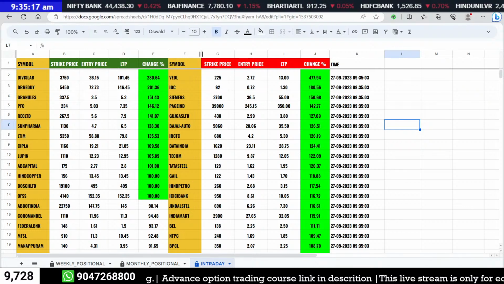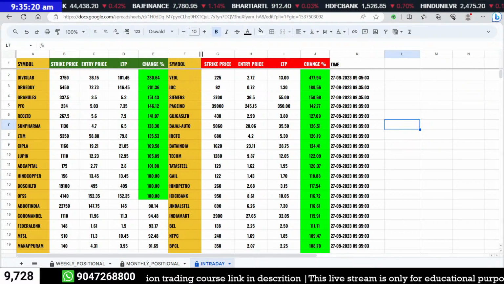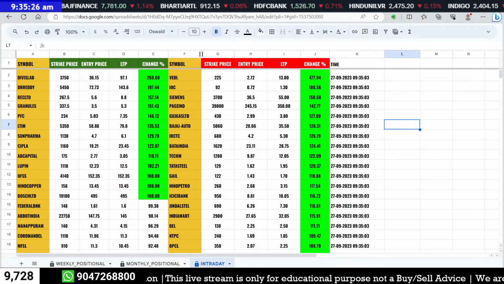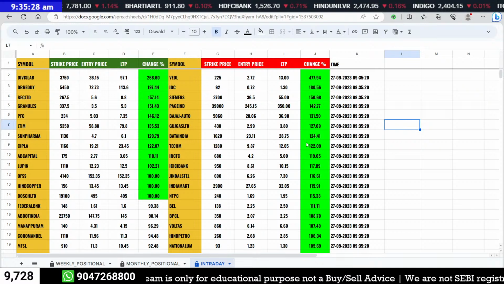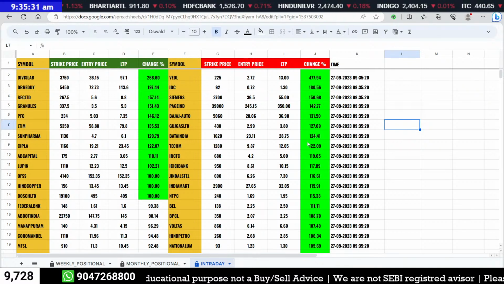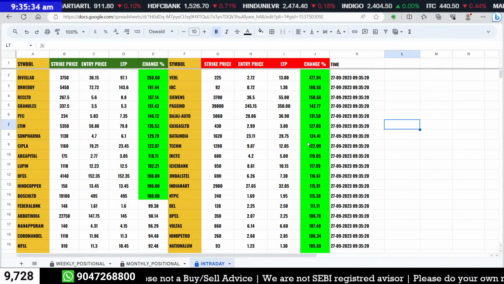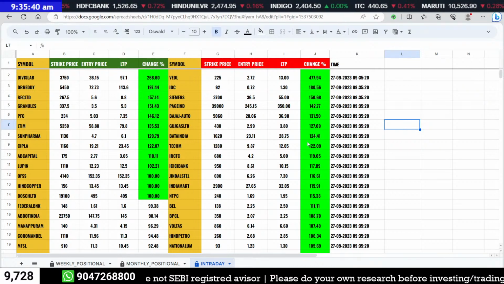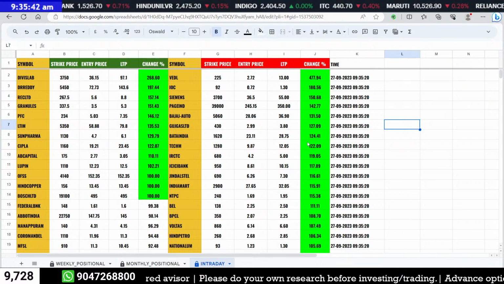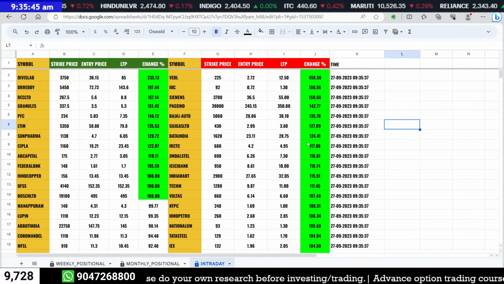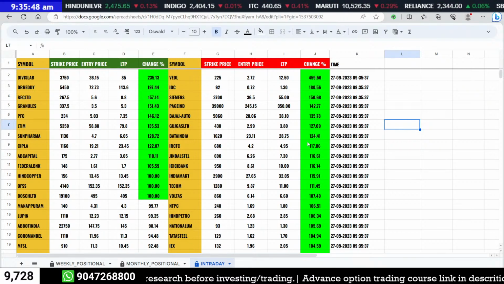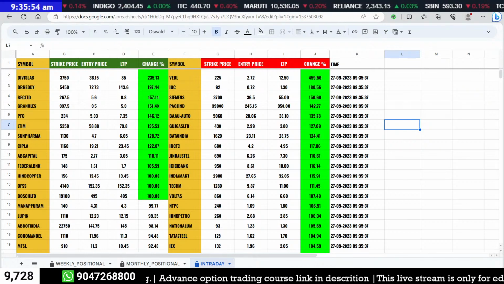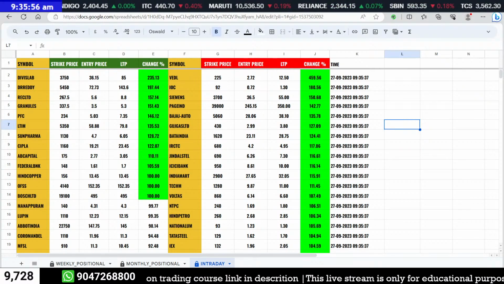If you wish, you can check this. IOC, Siemens, Sport Industries are moving, 72 points down. And if you have any questions and doubts, just ping me here.